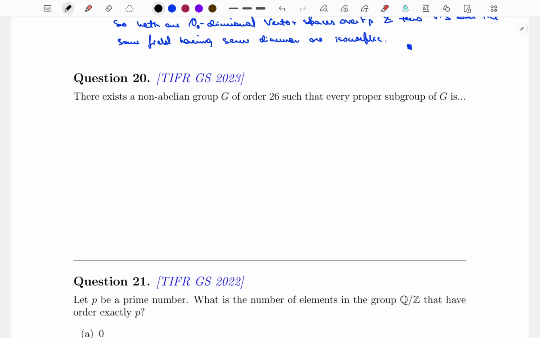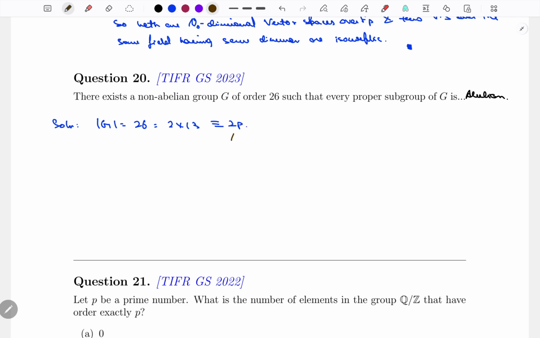Let's see. There exists a non-abelian group G of order 26 such that every proper subgroup of G is abelian. True or false? So let's see the solution. First, what is the order of G? It's 26, so it's 2 times 13. So it's of the form 2p.